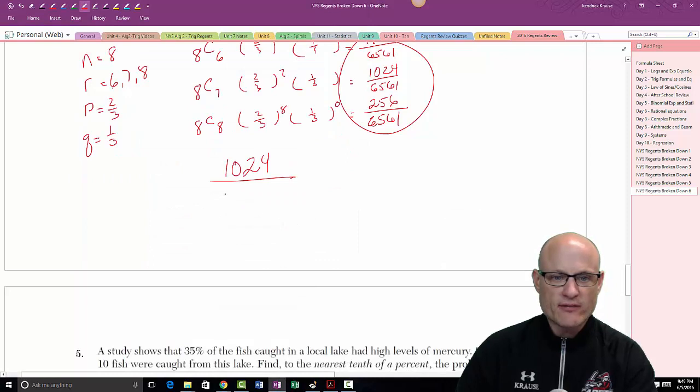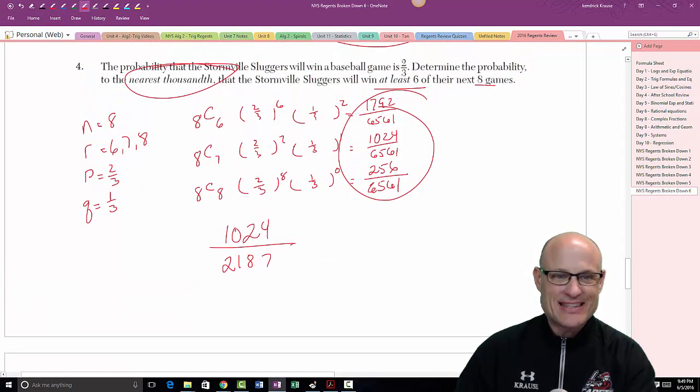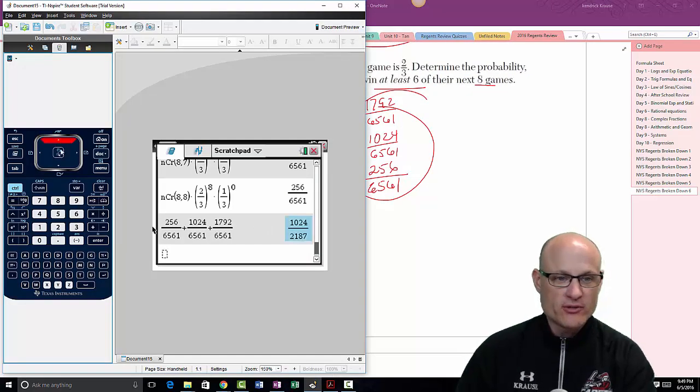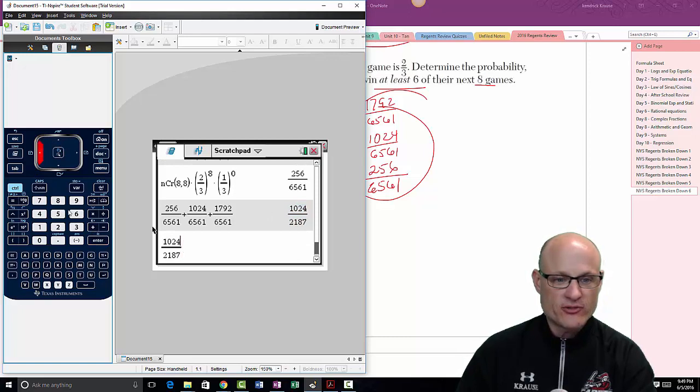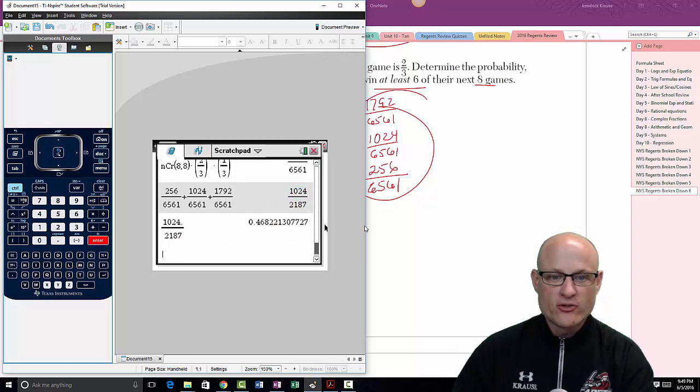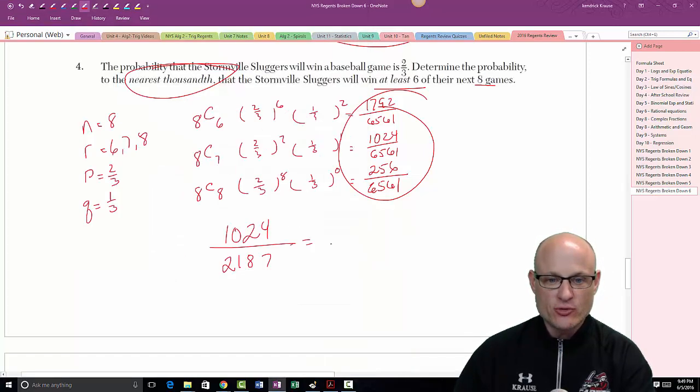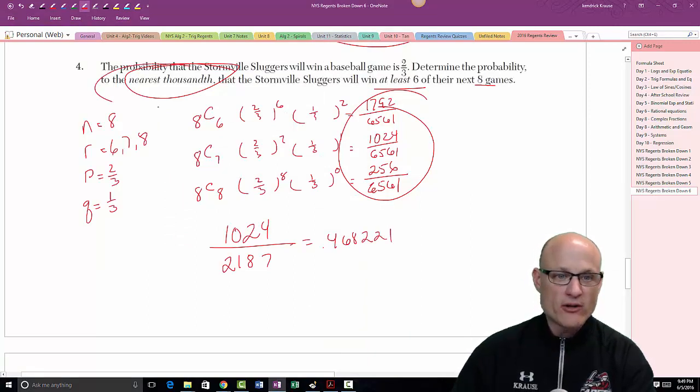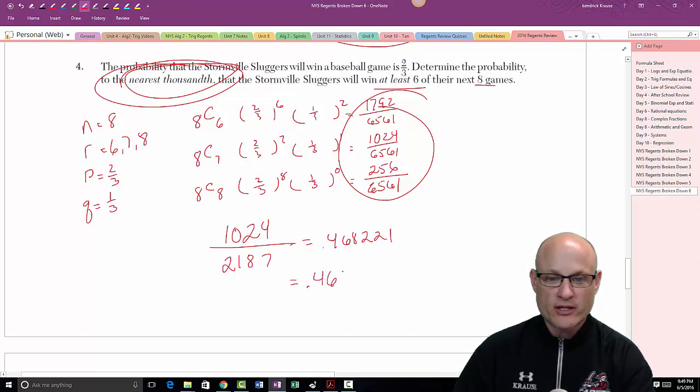Over $21.87. Well, that's not good enough because it says it wants it rounded to the thousandths place. So we have to convert this. All we do is go up there, highlight it, and for this one you just put a decimal here and it'll change it. So 0.468221, rounded to the nearest thousandths place. My answer here is 0.468.